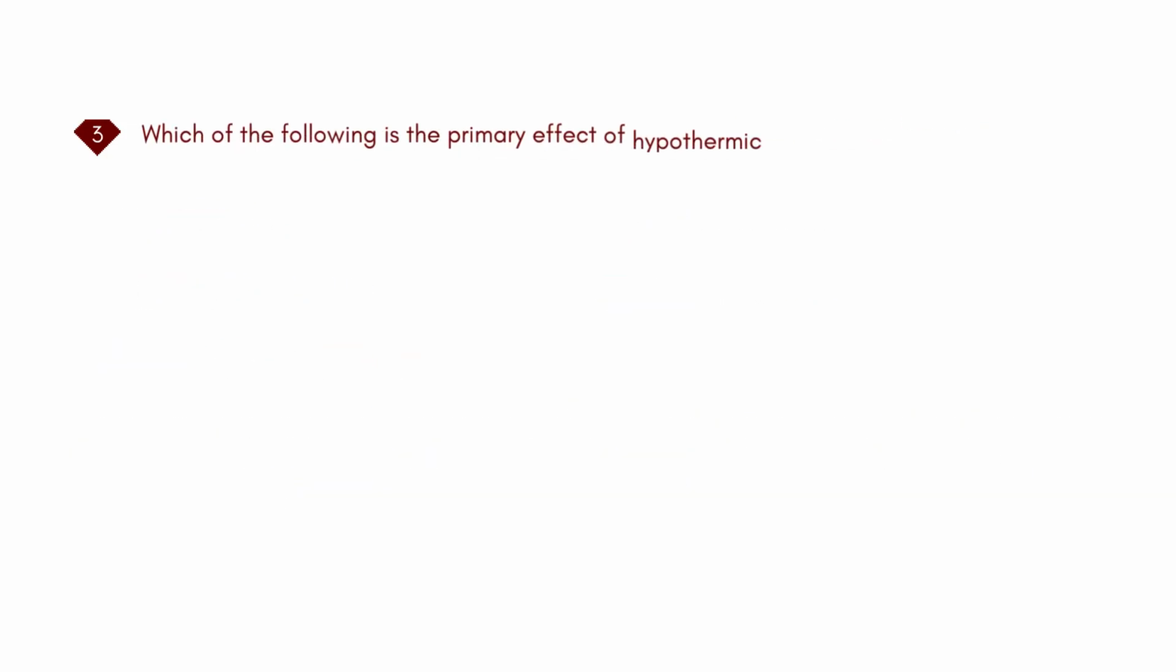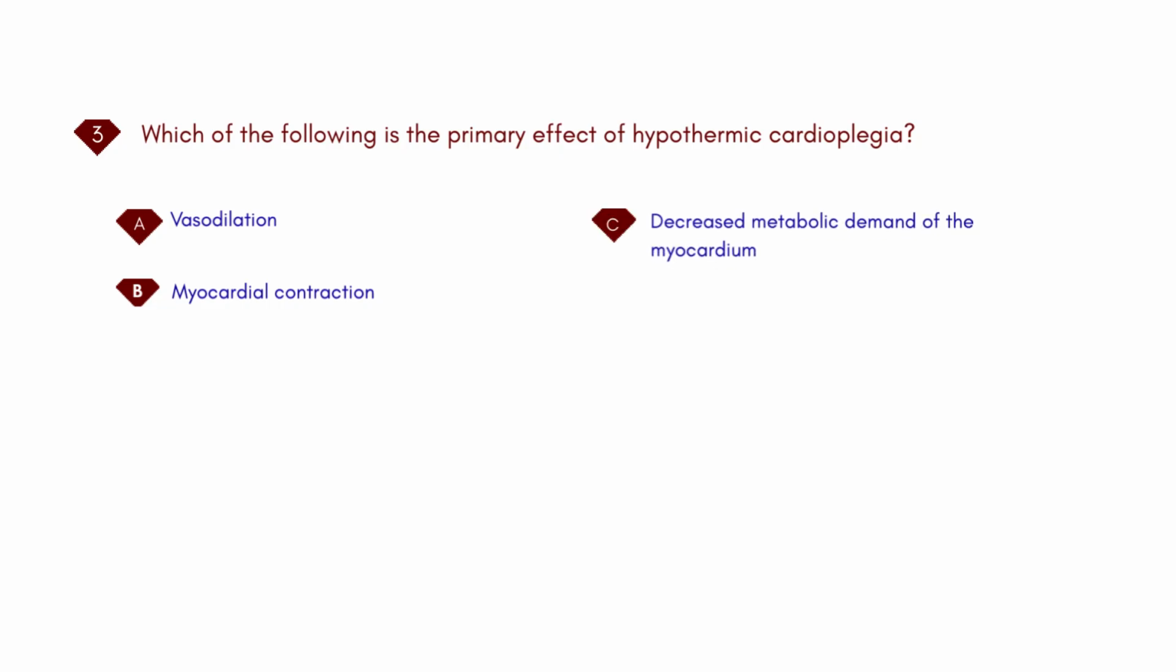Which of the following is the primary effect of hypothermic cardioplegia? A. Vasodilation. B. Myocardial contraction. C. Decreased metabolic demand of the myocardium. D. Increased coronary blood flow.